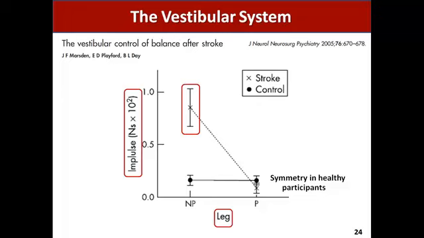So this ends the second part of our lecture on the vestibular system. The third part will address the vestibulo-ocular reflex.